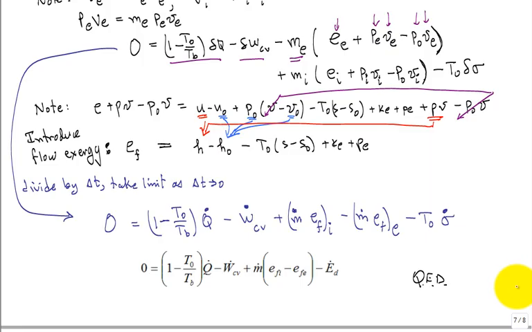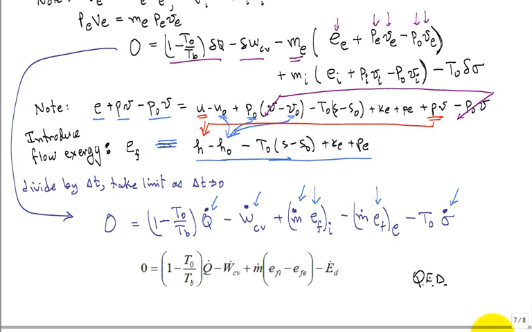Okay. And you notice that the exergy plus PV minus P naught V can be rewritten, it's just algebra, as H minus H naught minus T naught, S minus S naught plus KE plus PE, and you define it to be the flow exergy. There's a lot of tedious algebra there. Okay, you divide every term by delta t, take the limit as delta t goes to 0, you get a Q dot, you get a W dot, you get an m dot, and you get a sigma dot. And there it is, QED.